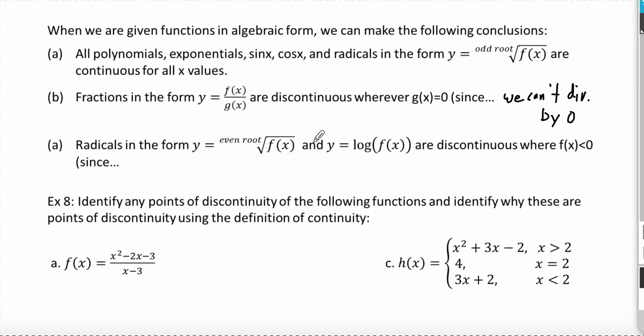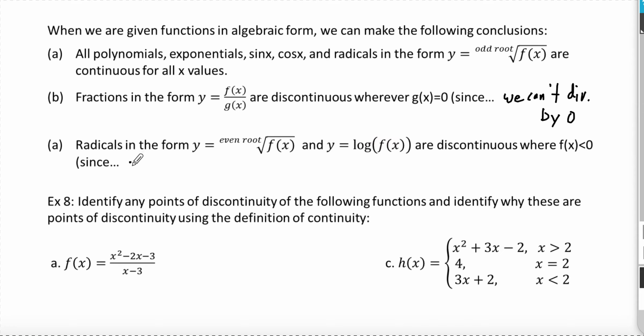Now, radicals that have even roots, so the even root of f of x, or y equals the log of something, are going to be discontinuous wherever f of x is less than 0. We know we can't take like the square root of -4 and have a real number. Similarly, we can't take the log of -10 and have a real number.